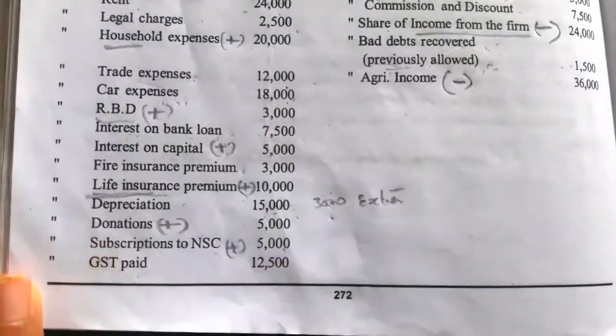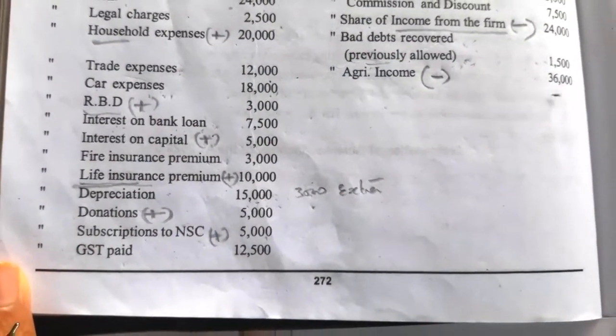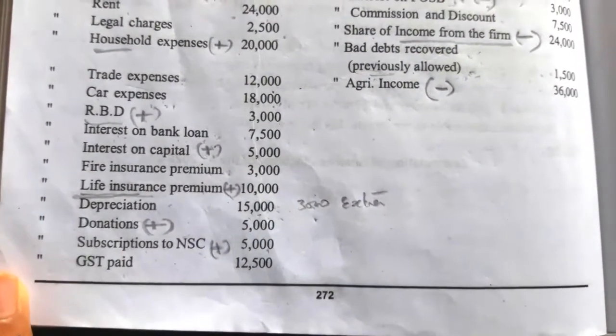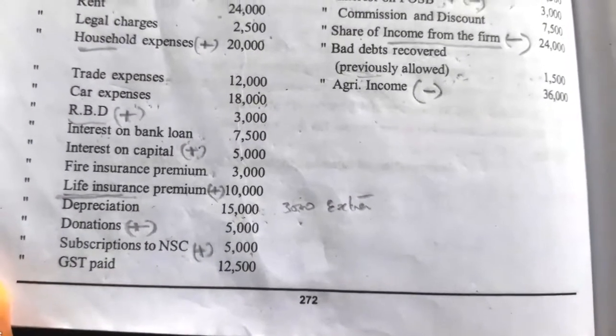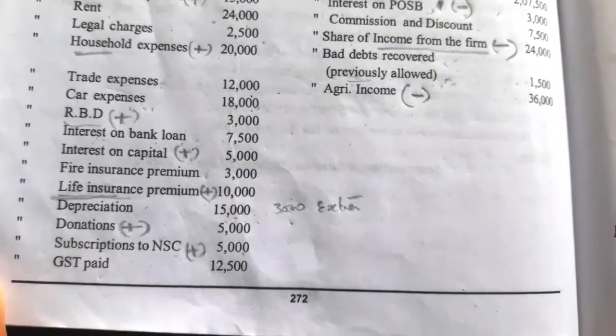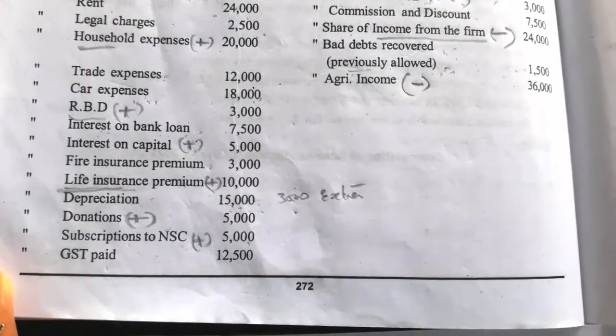So relating to fire insurance premium, I already told, if this fire insurance policy is taken for a business or a house property purpose. If it is taken for business purpose, then allowed. House property purpose is disallowed.